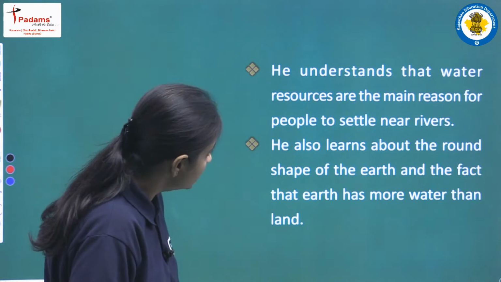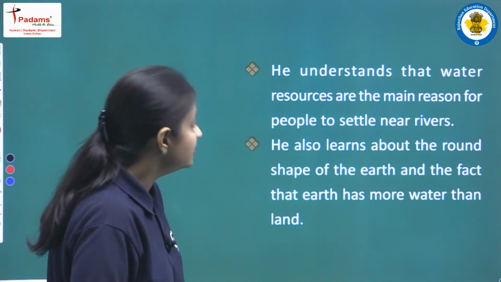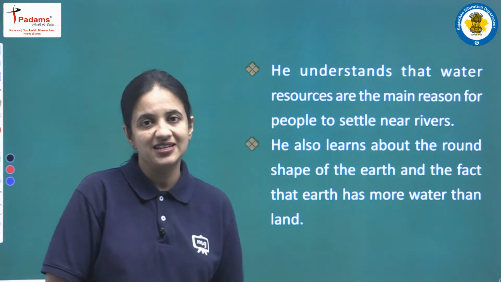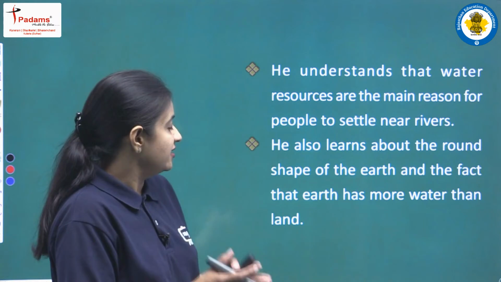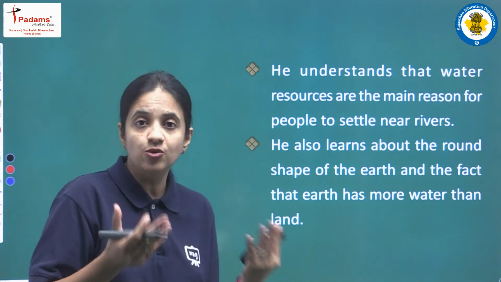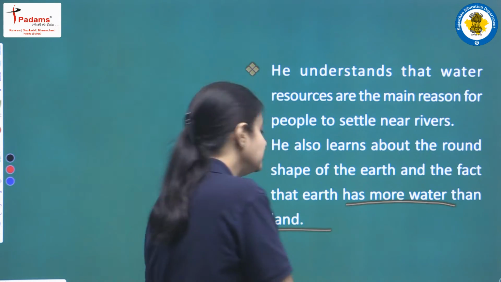He also learns about the round shape of the earth and the fact that the earth has more water than land. Again he is able to understand some more geography facts. The next fact is that the earth is of a round shape, and the earth has more water than land.